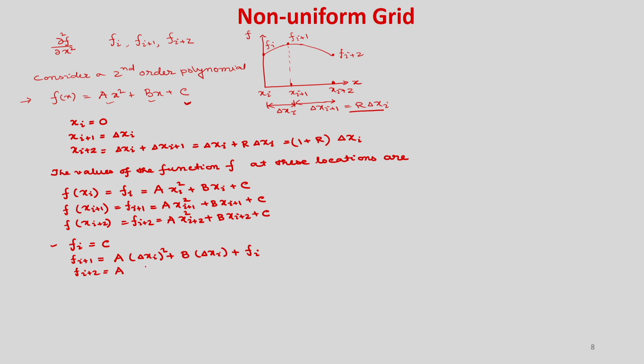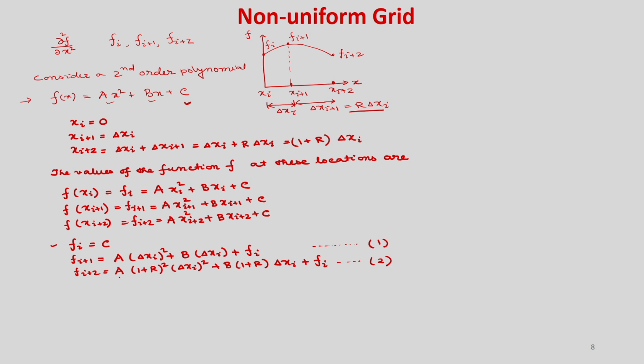Xi plus 2 is 1 plus r into delta xi. So, it will be (1 plus r) whole square delta xi square plus b into delta xi plus 2. So, it is 1 plus r into delta xi, and c is fi. Okay. So, c is fi. Now, if you call this equation number 1 and this equation number 2.